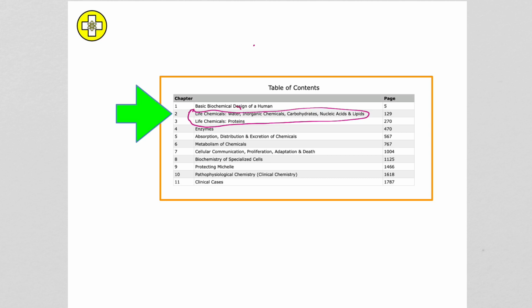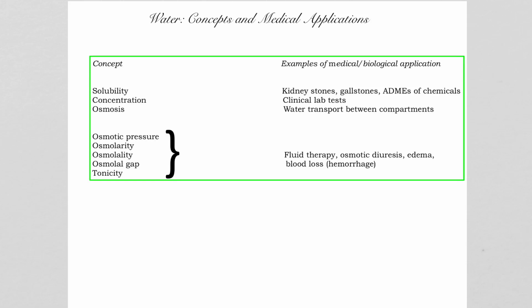So the first chemical we're going to talk about is water. There are several chemistry concepts related to water and the respective medical applications. Let's look at a few examples. So one of the most important chemistry concepts for the healthcare professional is the solubility of a chemical in water.